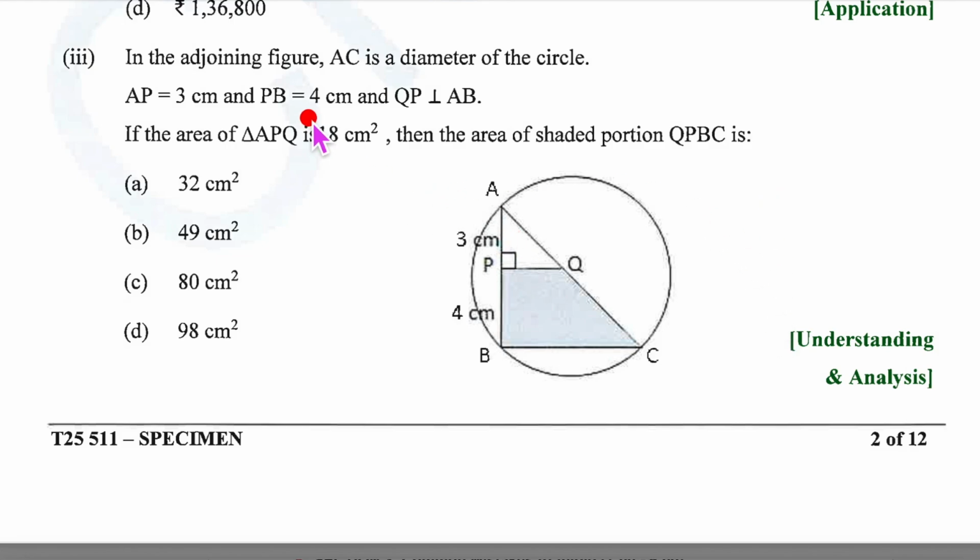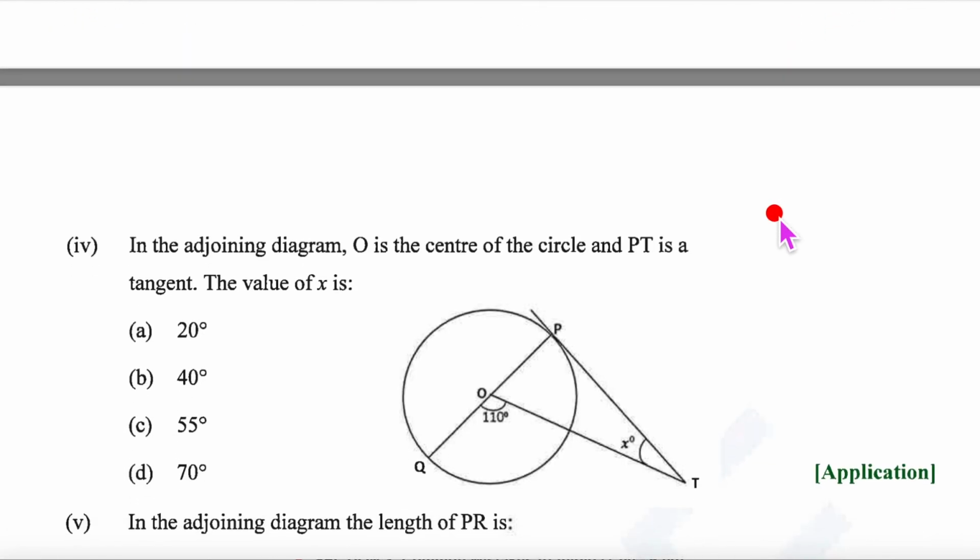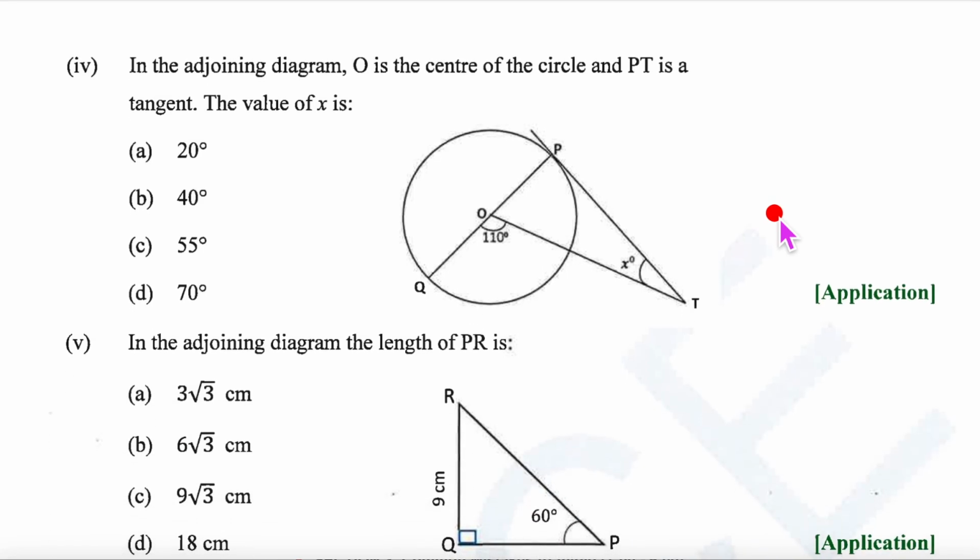Now they say APQ is 18, that means twice. So if APQ is twice 9, then our ABC is going to be twice 49, 98. So how much will this be? 98 minus this 18. So this is doable. We can show the working. I'm just going fast with this because this is still our reading time.